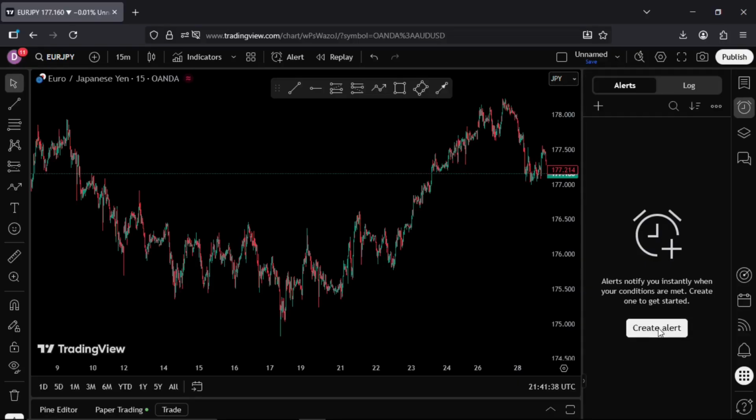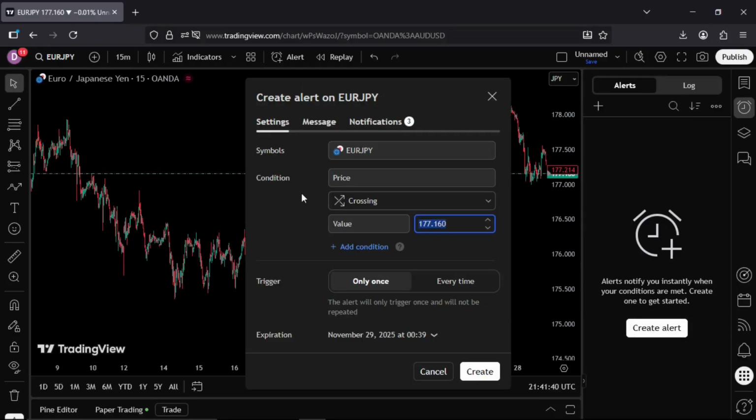If I click create alert, it will pull up a window, and this right here is where I can make my adjustments. As you can see, it pulls up the pair that you're currently watching. Currently I'm on the Euro JPY, and as you can see right there, it says Euro JPY. And the condition I want to be monitoring is price.